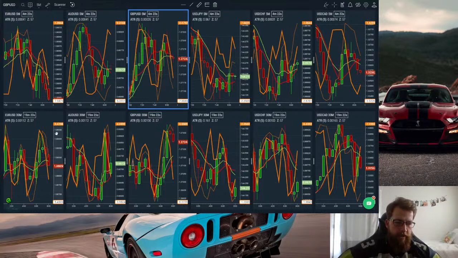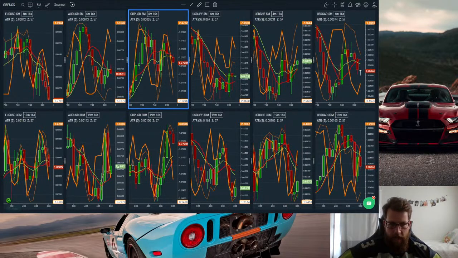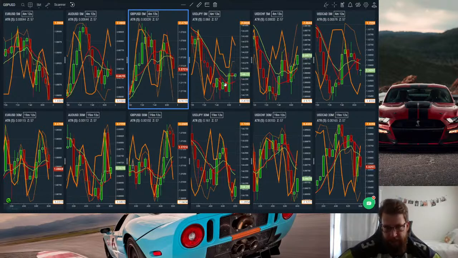Down, mixed. Technically down, but not great. Up, down, up. Looking like it's technically up. Technically down, kind of mixed. Up, down. Mixed, down.